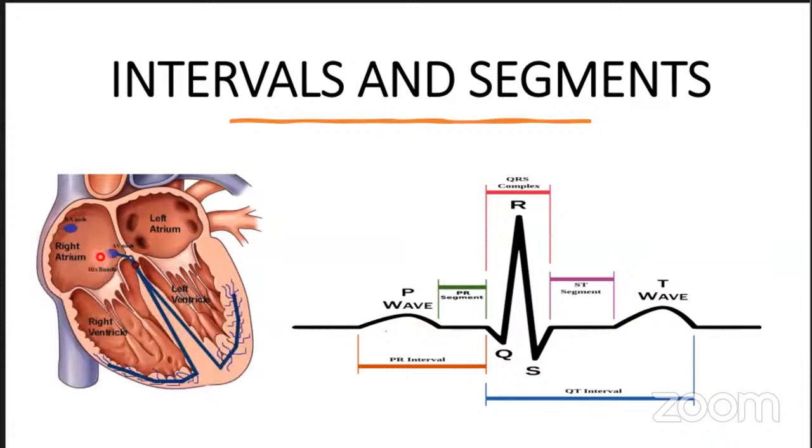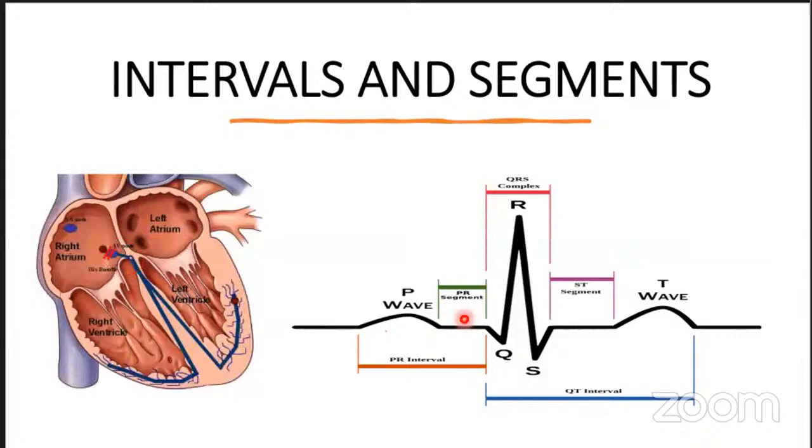The AV node is going to hold the current to allow for both atria to empty their contents into the ventricle. And for that period the current is not moving within the heart, because the AV node is hiding the current, the needle of the ECG is going to go back to the isoelectric line. That's where you're going to have this flat portion of the ECG. And we say this represents our PR segment. So that's our first wave, and this is our first segment.